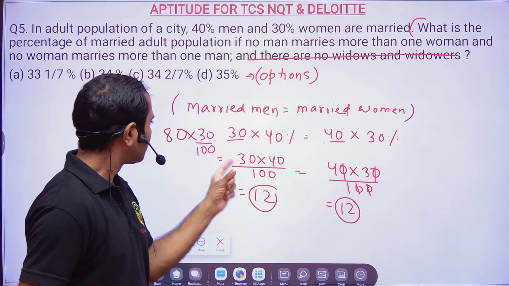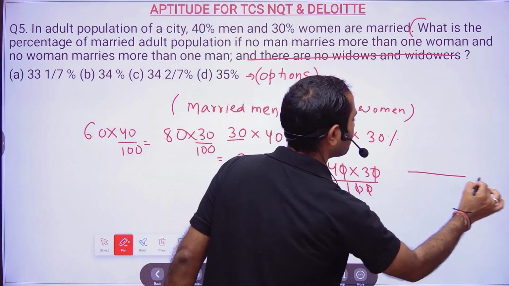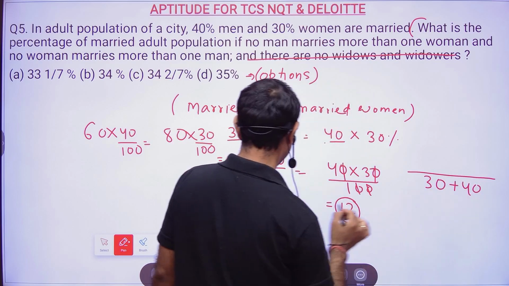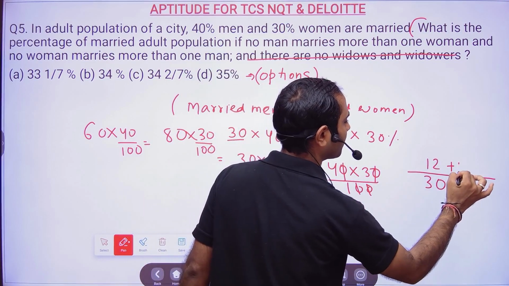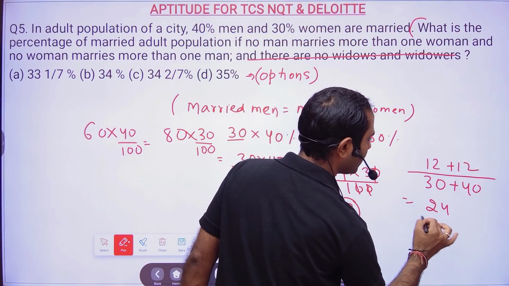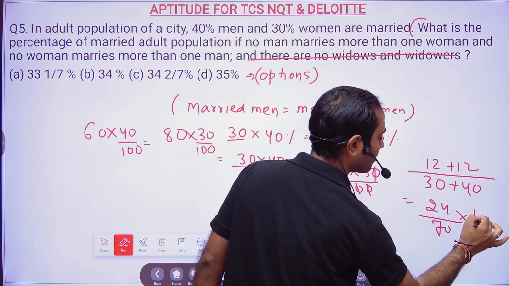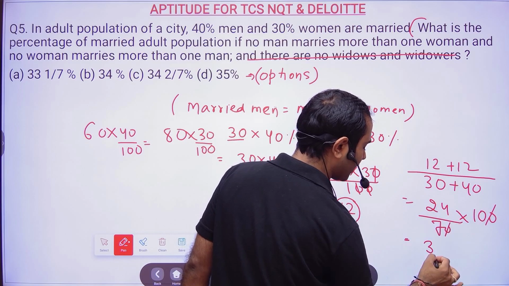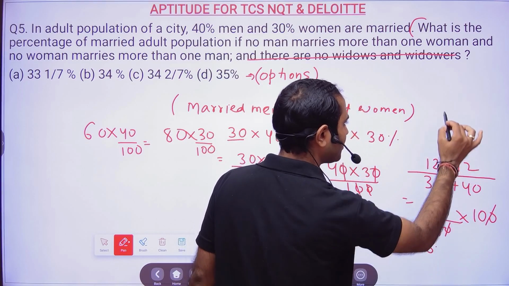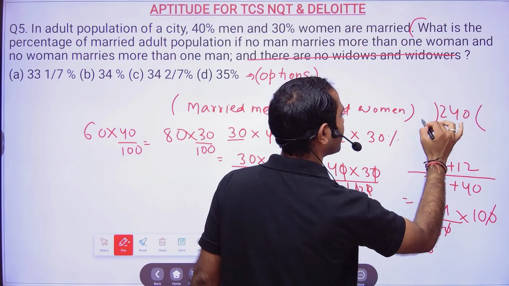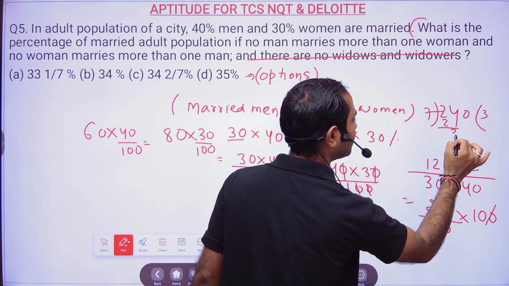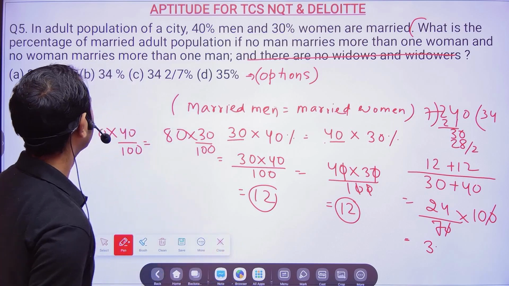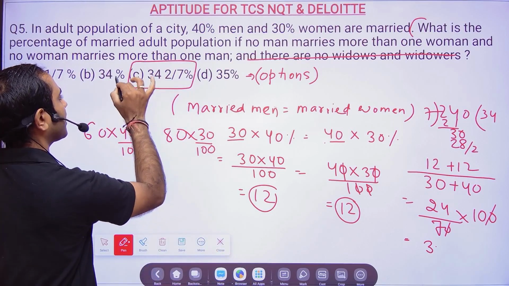So I know the total number of men is 30, and the total number of women is 40, and married is 12 plus 12. So 24 divided by 70, and to calculate percentage, multiply by 100. So 7 3s are 21, then it will be 240, right? So 7 3s are 21, 30, and 7 4s are 28. So 34 to 7. Option C will be the correct answer.